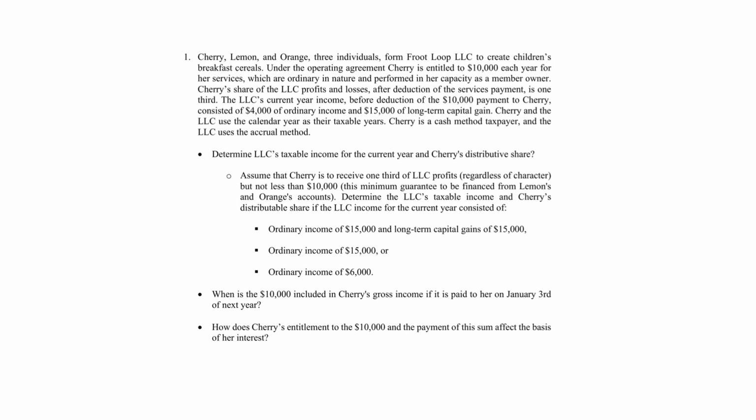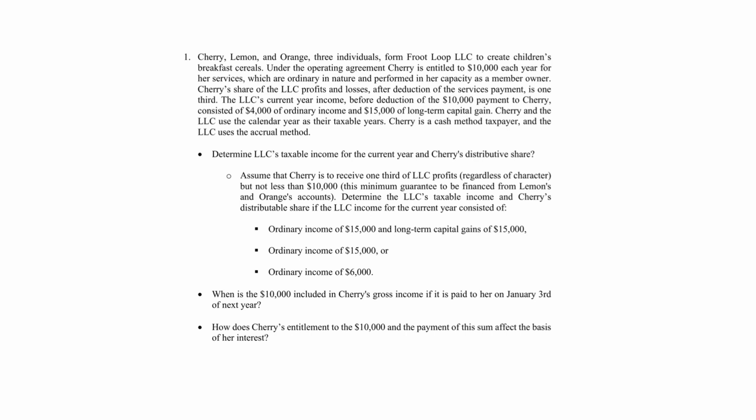The LLC's current year income before deduction of the $10,000 payment to Cherry consisted of $4,000 of ordinary income and $15,000 of long-term capital gain. So we have differences in characterization with respect to that amount. Cherry and the LLC use the calendar year as their taxable years. Cherry is a cash method taxpayer, and the LLC uses the accrual method. Determine LLC's taxable income for the current year and Cherry's distributive share.